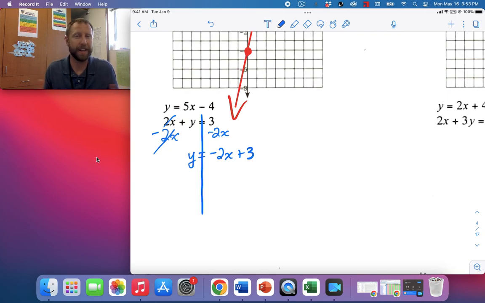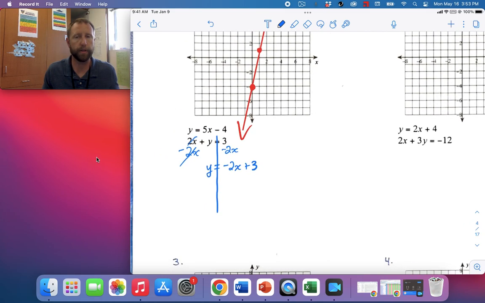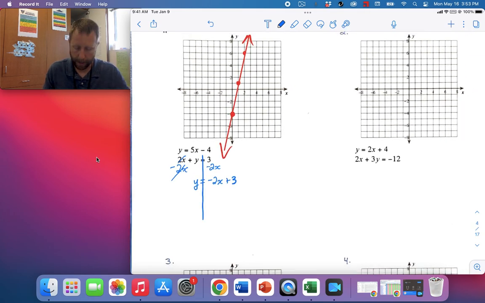Now the y is by itself. Now I know my slope and my y-intercept. So I'm going to go ahead and graph that one. Positive 3 is right here. It's a negative slope, so I'm going down 2 and to the right 1. Oh, I can see where it intersects. Down 2 to the right 1, down 2 to the right 1, down 2 to the right 1.